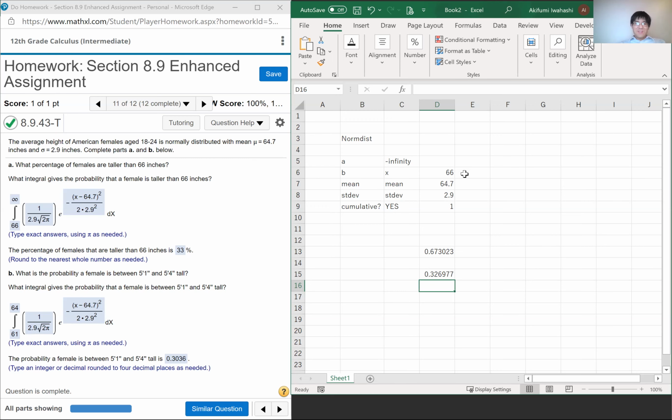And if you want to find 61 through 64, that's kind of harder, but we do the same thing. You find negative infinity to 64, and negative infinity to 61, and take the difference. D13 minus E13 is the answer to this problem, 0.3036. What does this mean? Negative infinity to 64 minus negative infinity to 61: the difference is the area between 61 and 64. So that's how we can use a spreadsheet to compute normal distributions. That's the complete explanation for today. Thank you for listening.